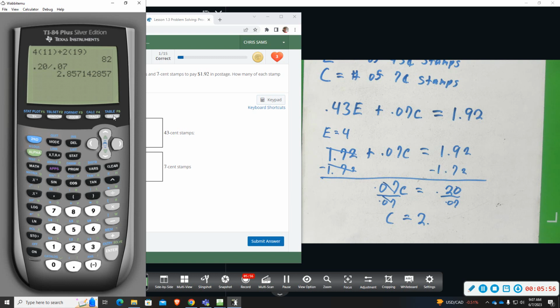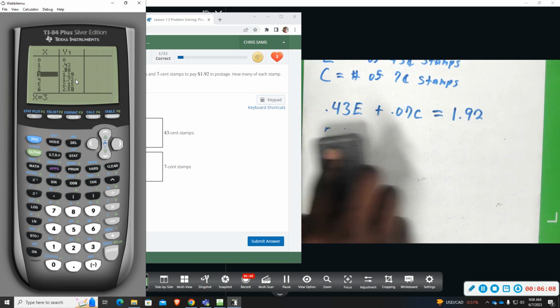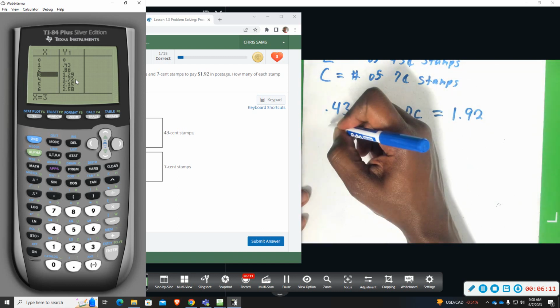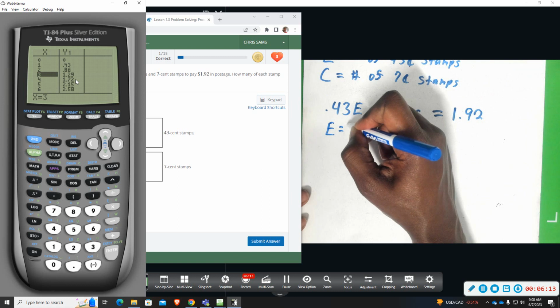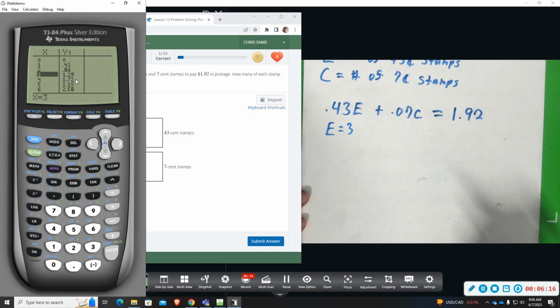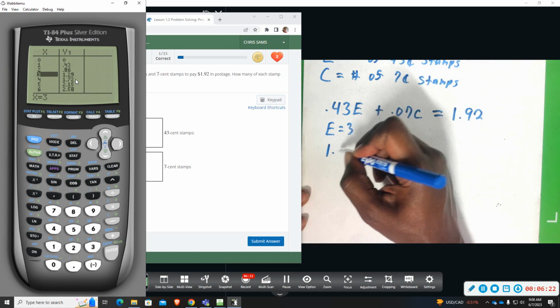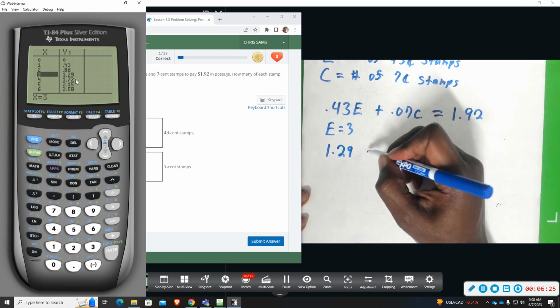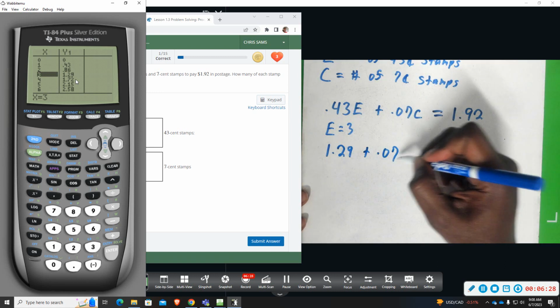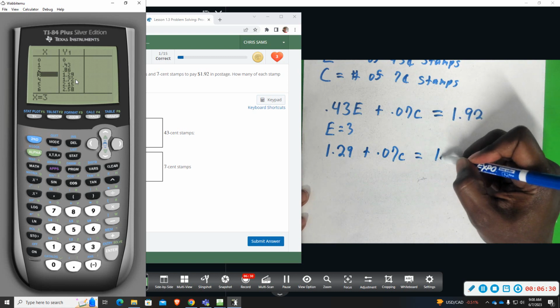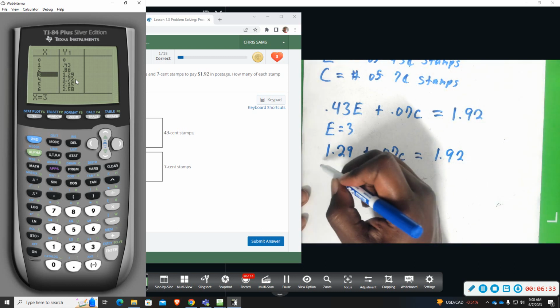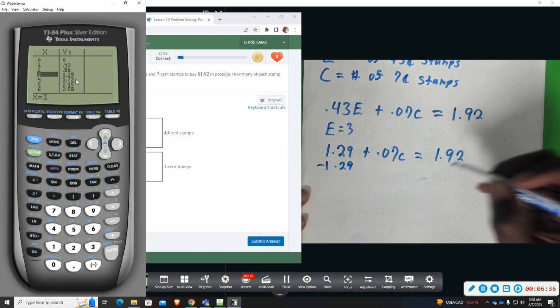So now I'm going to go back and I'm going to try 3. So if I use 3 stamps and use $1.29, okay. So I'm going to erase this part. And now we're going to guess and say, okay, E equals 3. And we're going to see how this one works out. So I know if I use 3 of the expensive stamps, that's going to cost $1.29. So 1.29 plus 0.07 times C equals 1.92. We're going to subtract 1.29 from both sides.